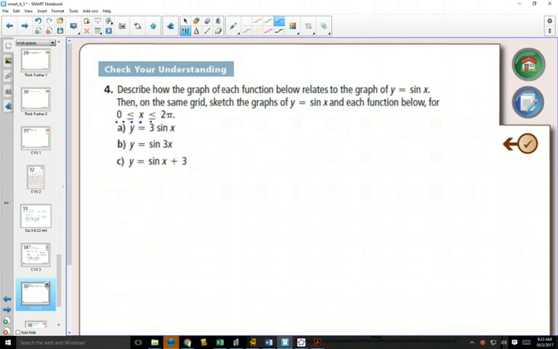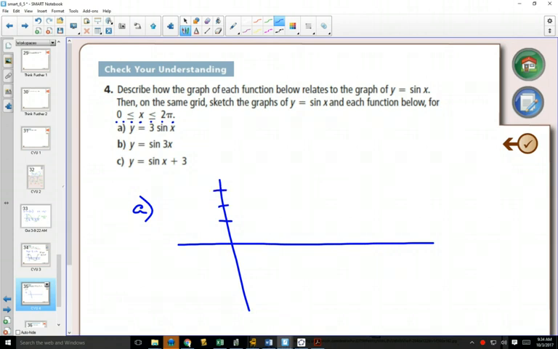Again, this one does tell us a specific domain, so that will make, in particular, part B a little bit harder. But we're still going to do part A and part B as if we were just graphing at least one period, and then we're going to worry about the domain afterwards. So in part A, that 3, it's a vertical stretch. That's going to affect your amplitude.